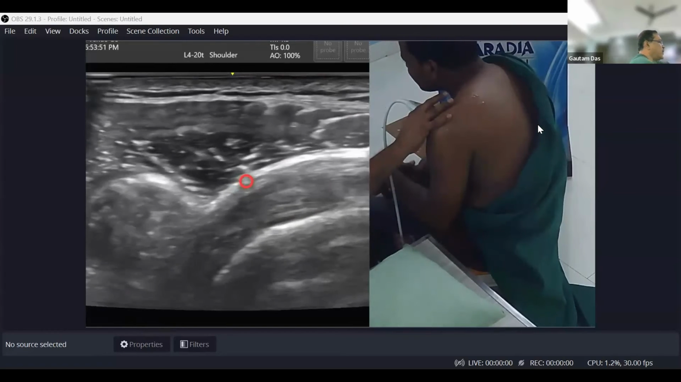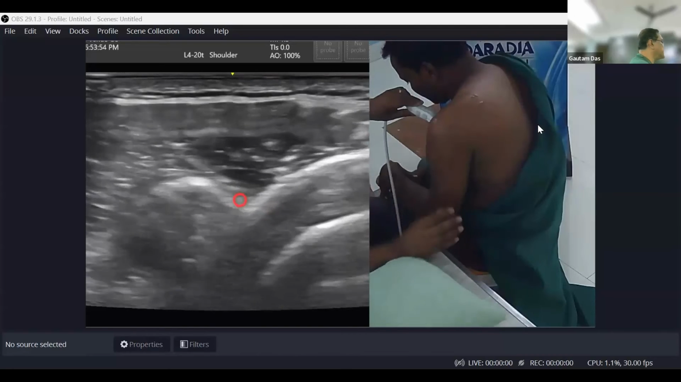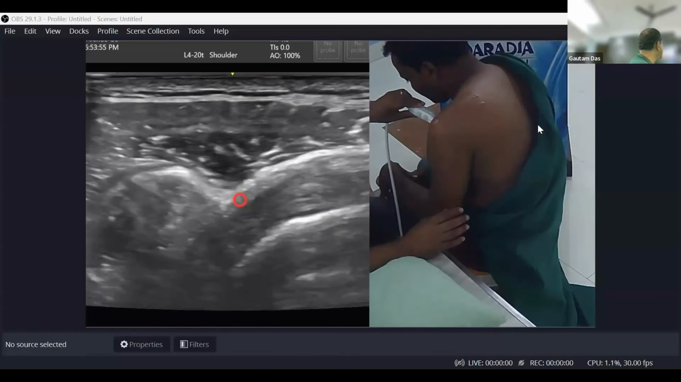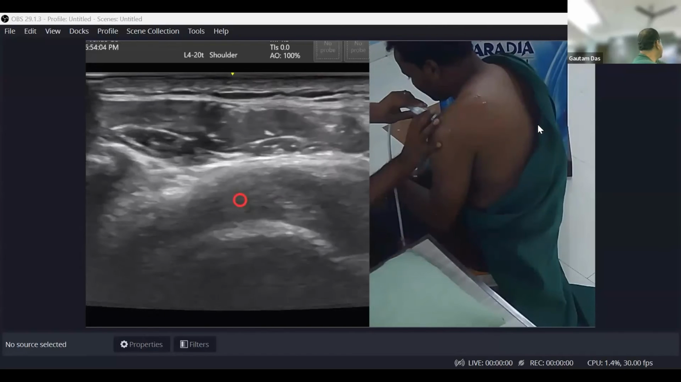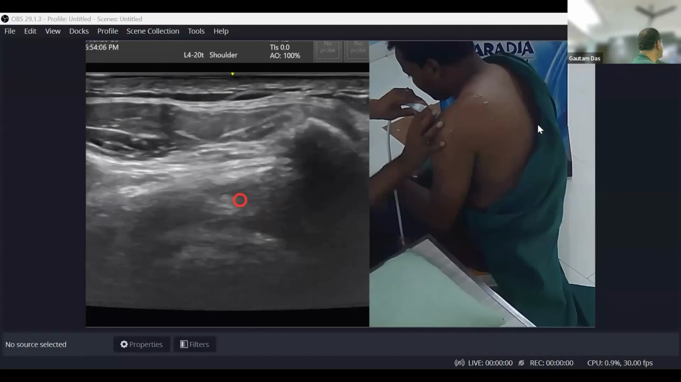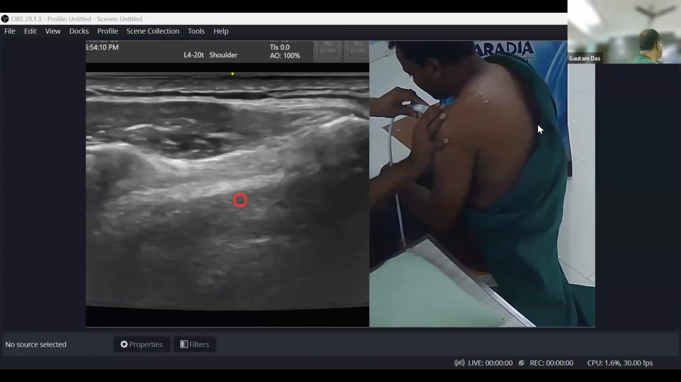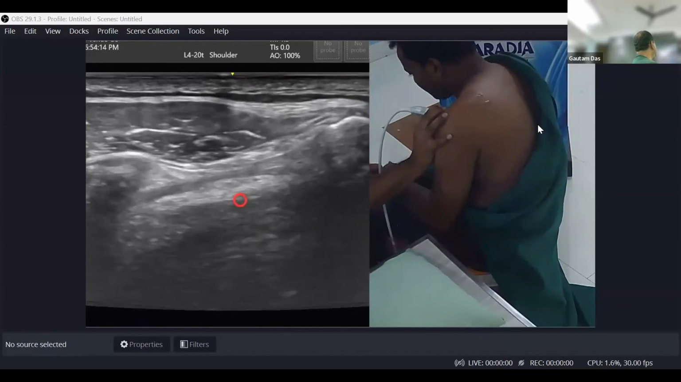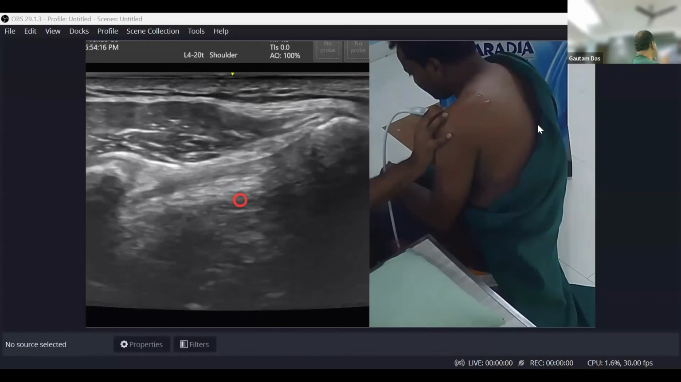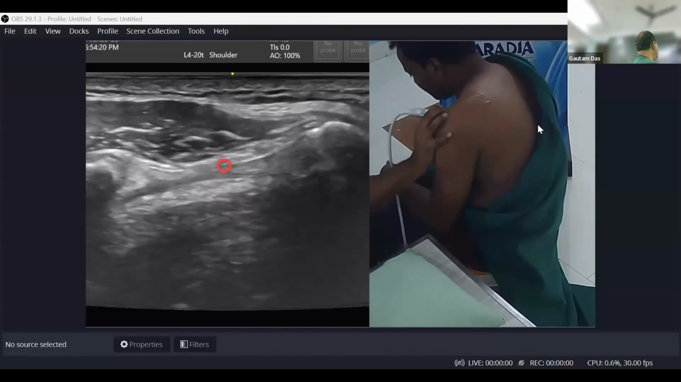But if I look at my probe position, I am keeping the aspect marker of the probe towards the proximal side over the coracoid, and I'm rotating it towards the acromion. So now the bone coming here is your acromion. This ligament is your coracoacromial ligament. On one side of my probe, this is a very thick ligament, normally approximately 3 millimeters wide. So this is your coracoacromial ligament.